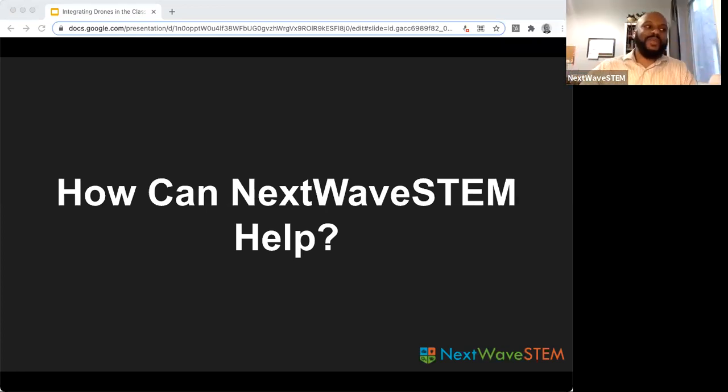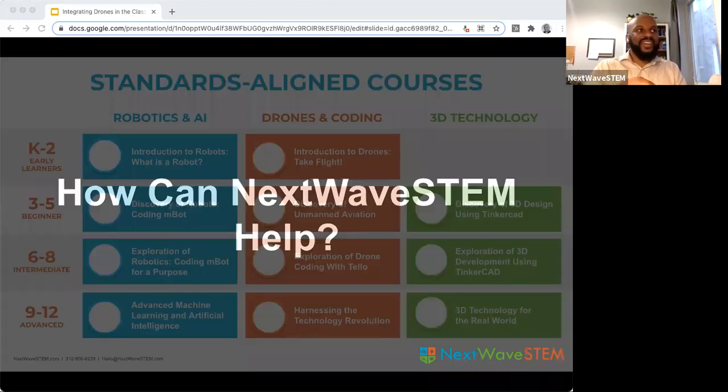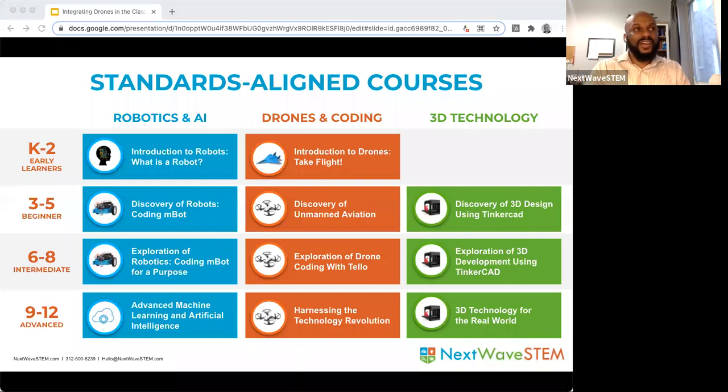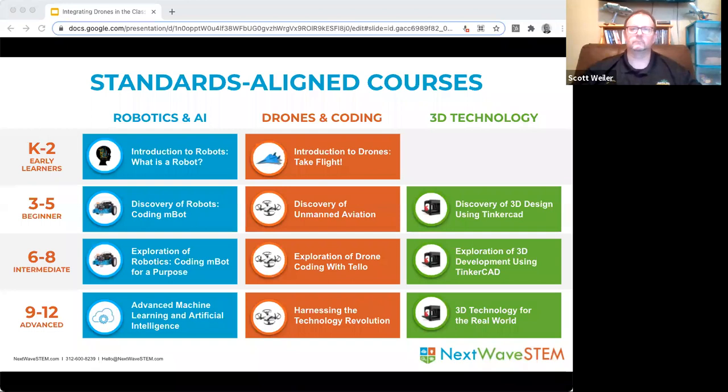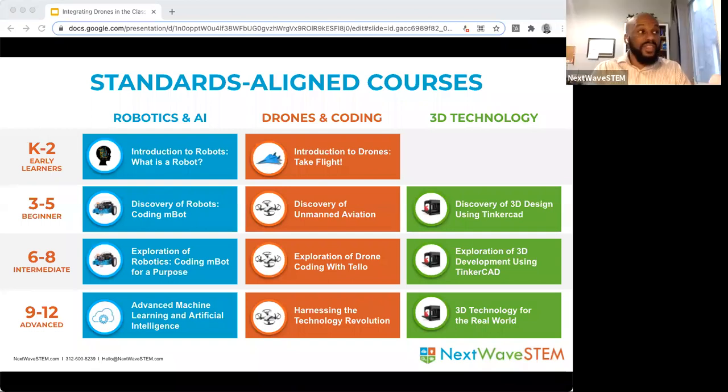Right. So here's the overarching idea. How can we help at NextWaveSTEM? I mentioned this at the top a little bit. The first is through our courses. We have an all-in-one solution for you. That's robotics, that is drones, and that's 3D printing with artificial intelligence at the 9 through 12 level. Courses that are curricula, training, and equipment. So you can go from literally scratch into having a built-out experience for your students, no matter their experience level or age and grade level as they jump into STEM with your programs.